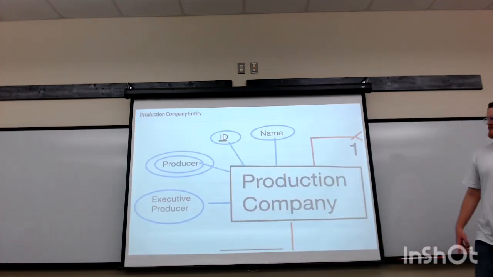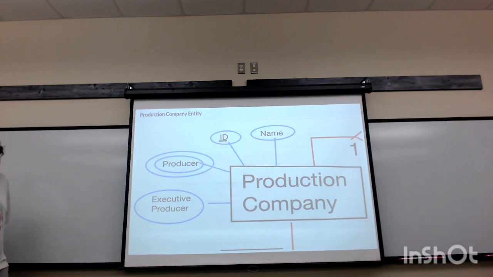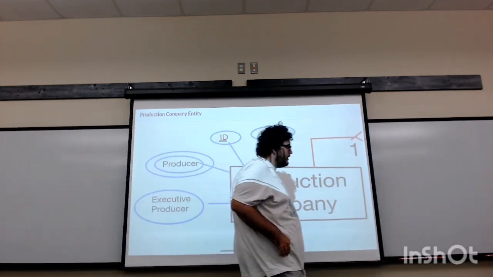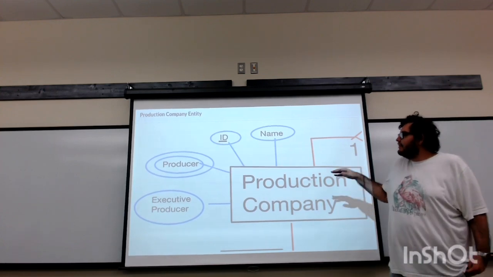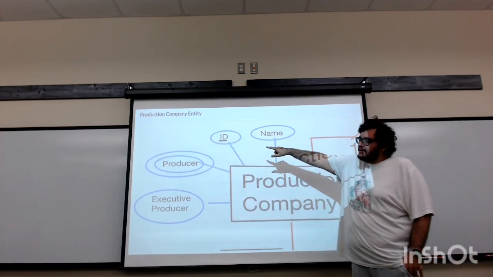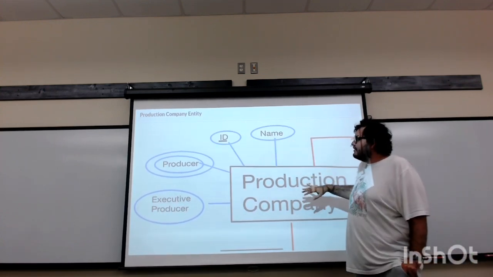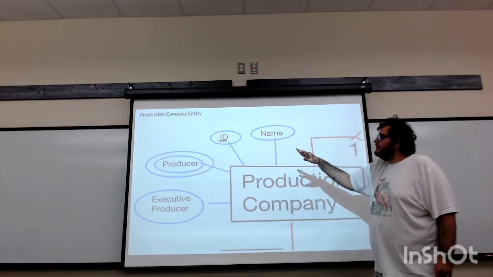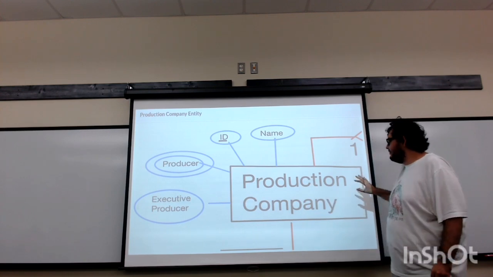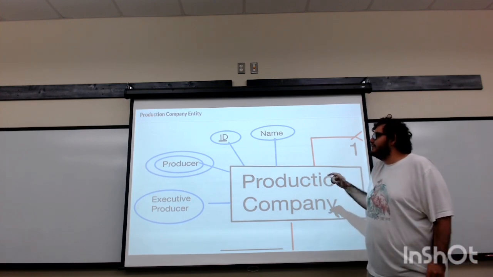And next, we're going to start with this one right here. I will talk about the production company entity. And this one, first of all, has a key attribute ID because production companies are going to have similar names or sometimes maybe the same name. So with that ID, we can definitely be sure that it's that one production company that we're talking about.